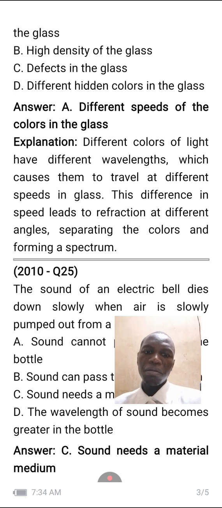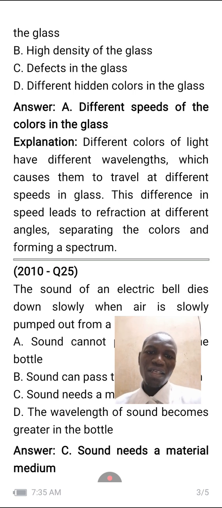No. What causes dispersion? Because the glass is defective, maybe it has broken inside? No. What causes dispersion when light passes through a glass prism? Because of the high density of the glass? No. All right, so what's the correct answer? The correct answer is because of different speeds of the colors in glass.